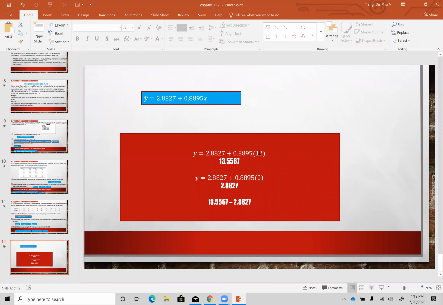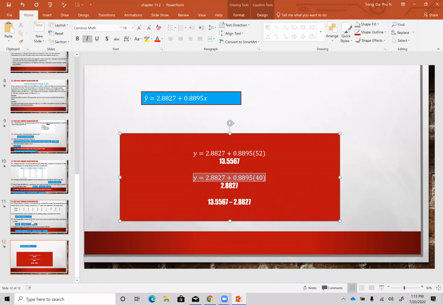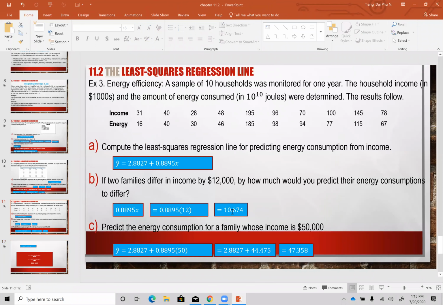Like I mentioned earlier, let's say this is 52 and this is 40. Do you agree that the first family has 52,000 and the second family has 40,000, meaning the difference between the two is 12,000? If you type this number and subtract them, you will end up with this item right here, which is that the difference is basically the slope times whatever the difference is.